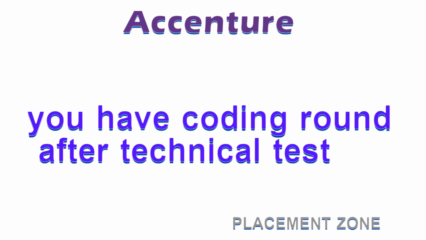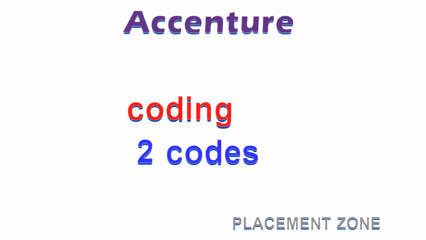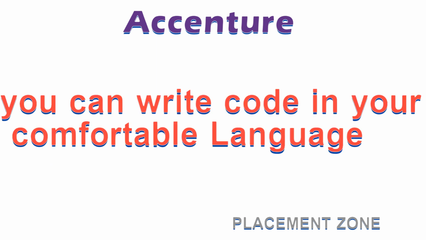After you enter the coding test, there are 2 codes, and these 2 codes are very easy, not too difficult. So don't worry about it. In this coding round, you can write the code in any language, like C, Java, C++, .NET. And what I have heard is that if you execute both codes in this round, you have a 90% chance of getting a job. So be very careful while writing the code.